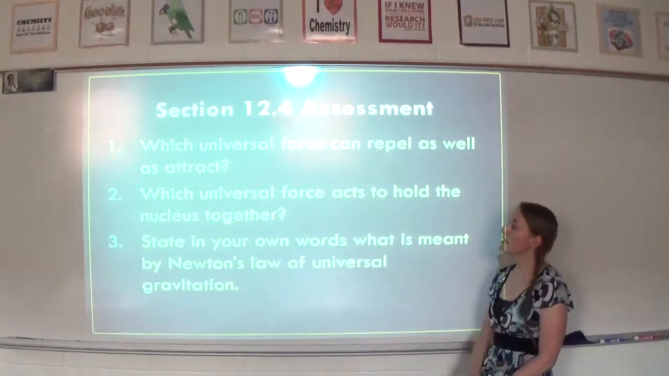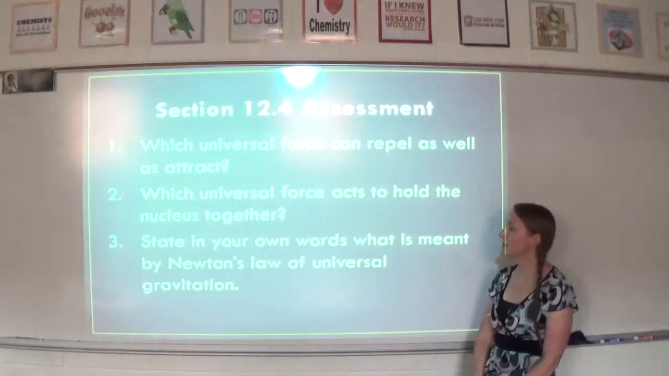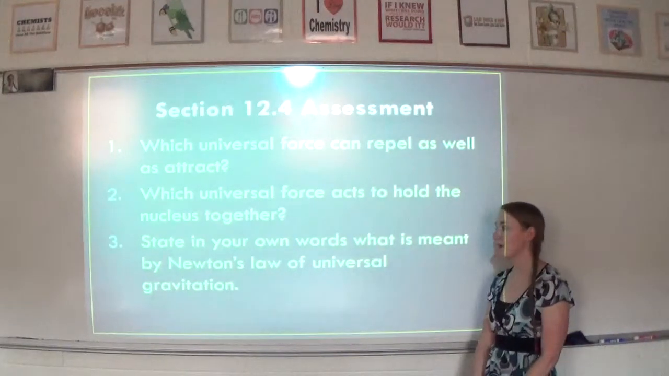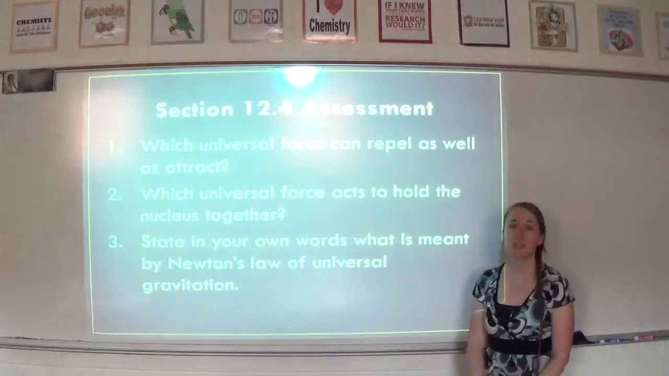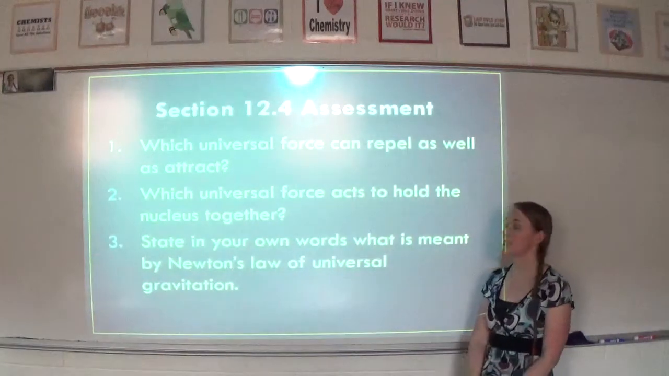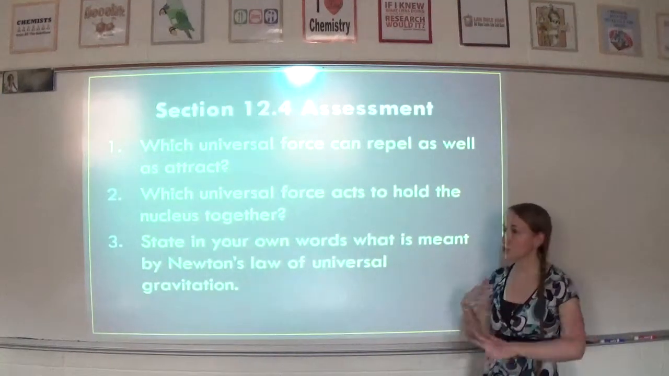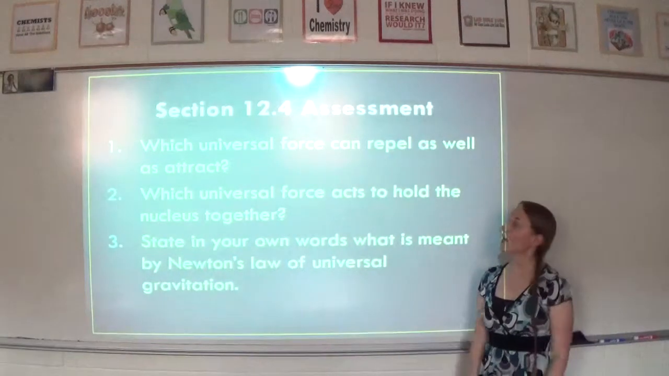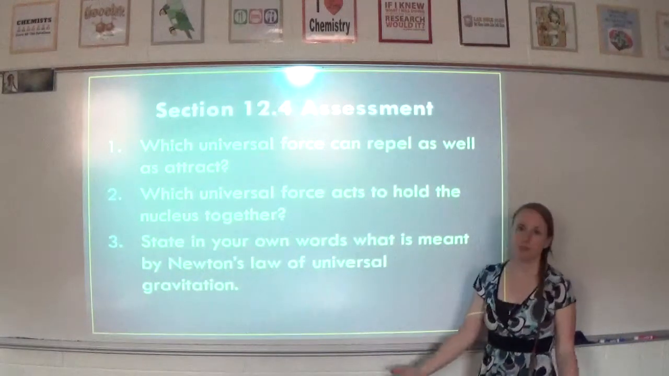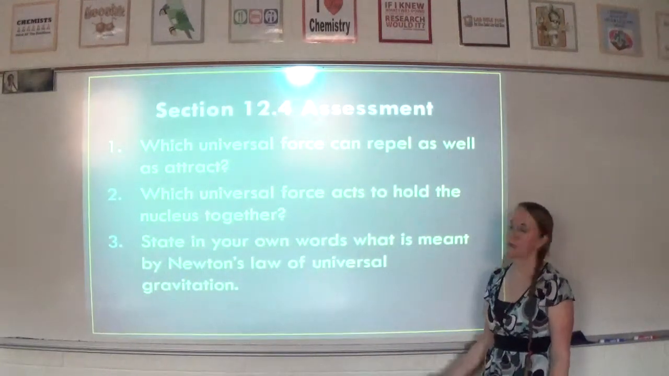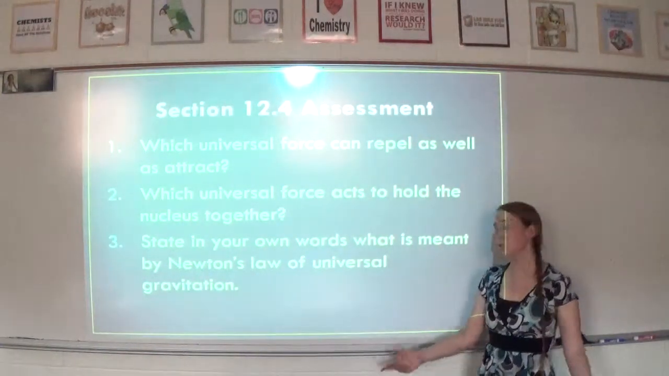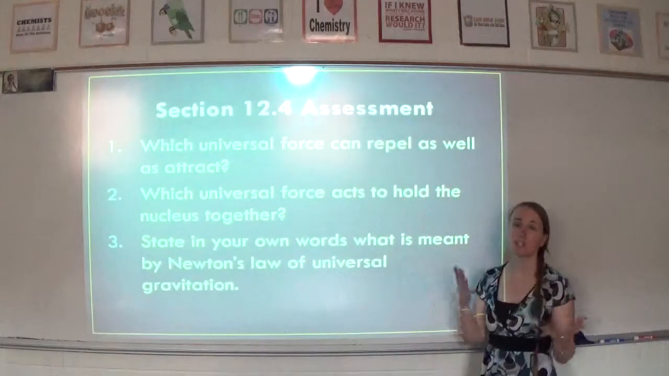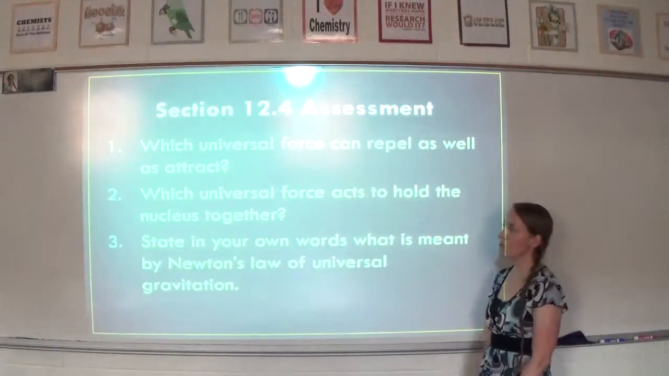Number 3, it says, state in your own words what is meant by Newton's law of universal gravitation. Well, again, you can state it in your own words. In my own words, I would just say every object is attracted to every other object. There's not really much way you can restate his law. It was already just a good law to begin with. Like I said, you can use whatever you want for your own words, but I would just say every object attracts every other object in the universe.